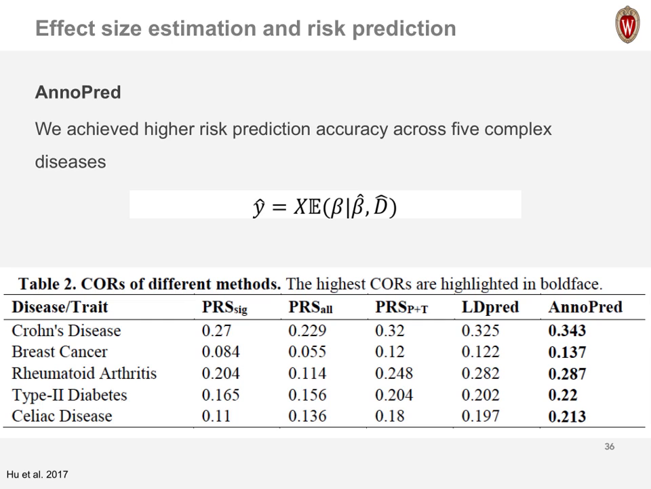And the reason why I only applied it to 5 diseases is that it's actually not that easy to get individual level testing data that's completely independent from the training data you use in the GWAS summary statistics. So these are the ones that we found, and the pattern is pretty consistent.